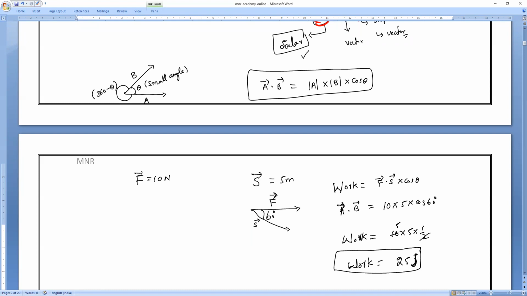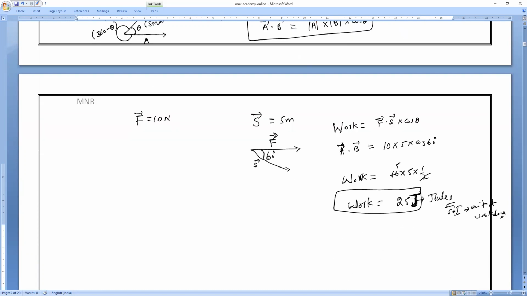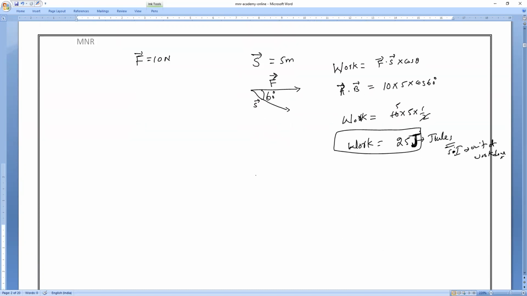25 joules. J means what? Joules. That is the SI unit of energy or work done also. Understand? Work done or energy, both are the same. Clear? So all of you remember that.